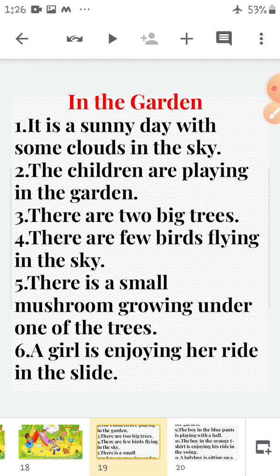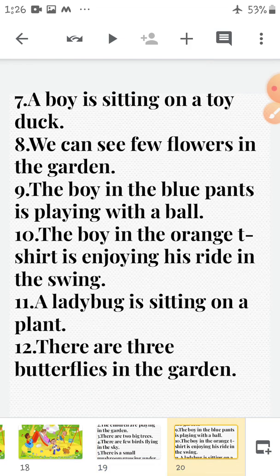There is a small mushroom growing under one of the trees. A girl is enjoying her ride in the slide. A boy is sitting on a toy duck. We can see few flowers in the garden. The boy in the blue pants is playing with a ball.